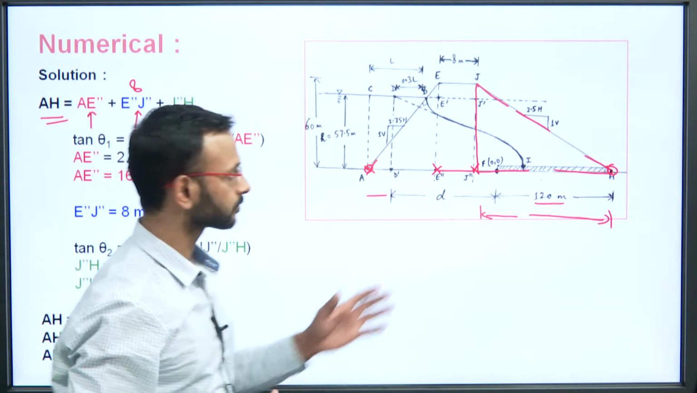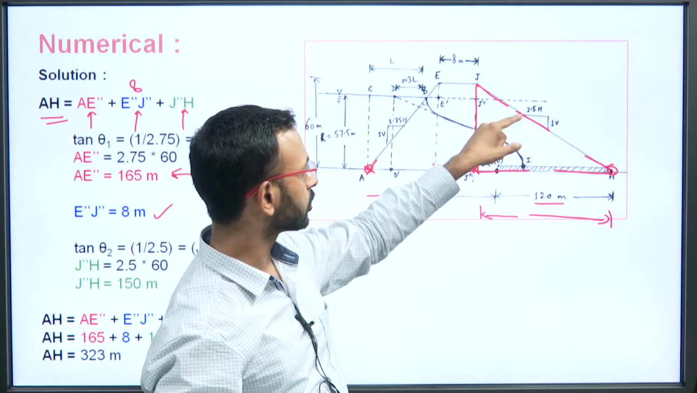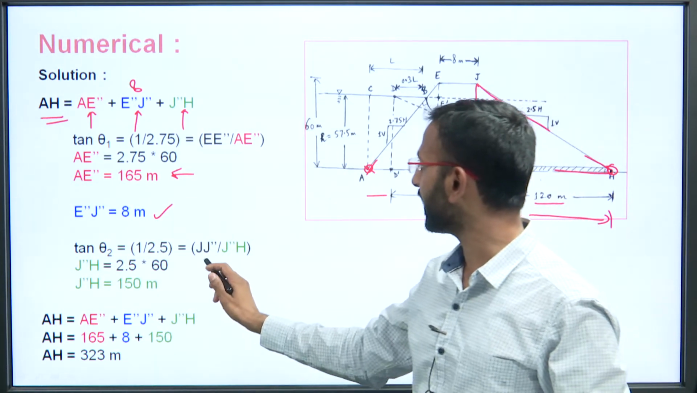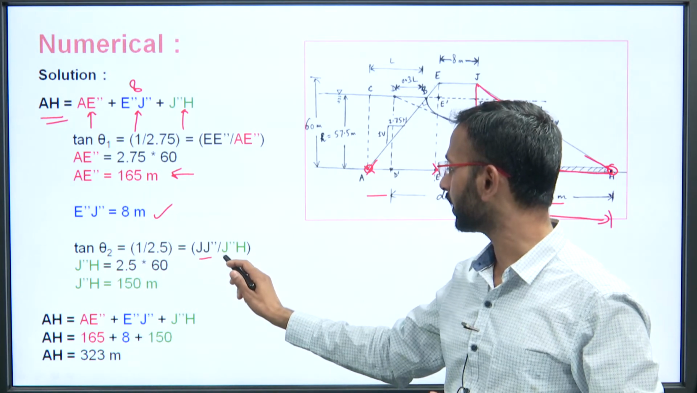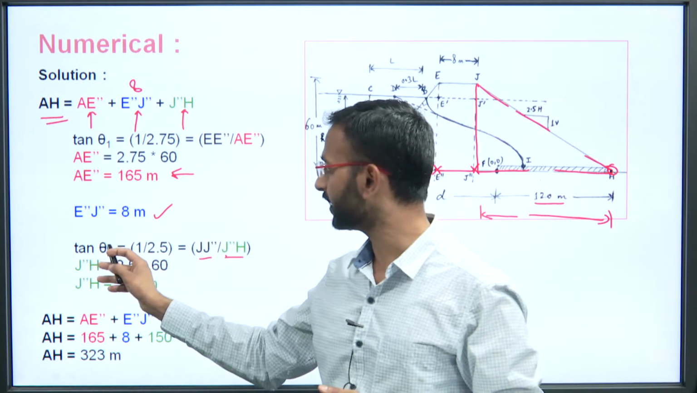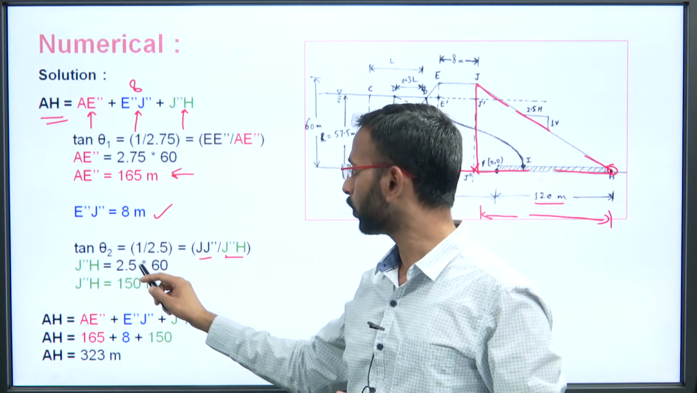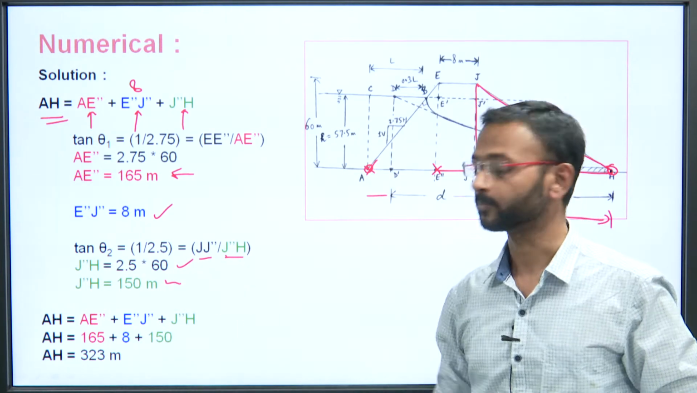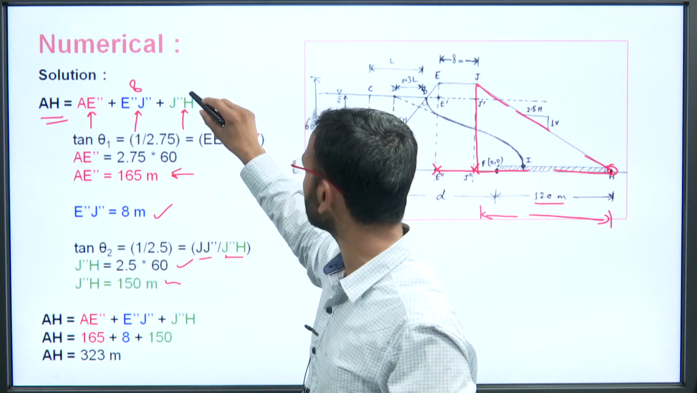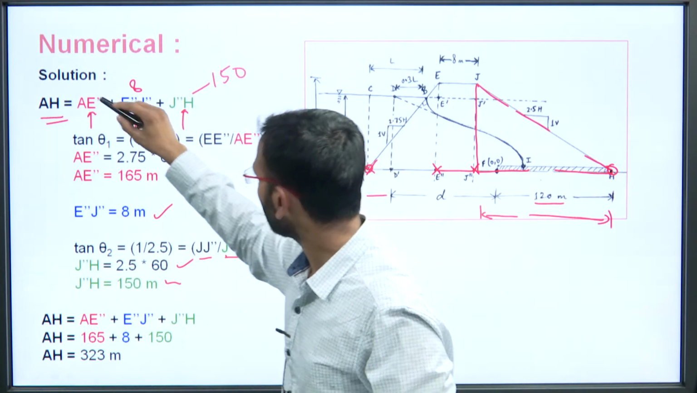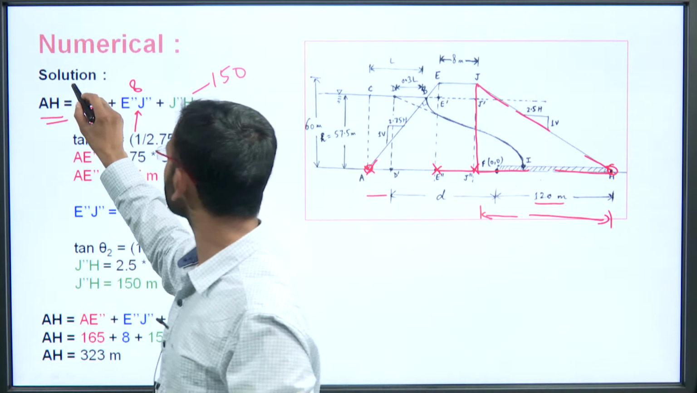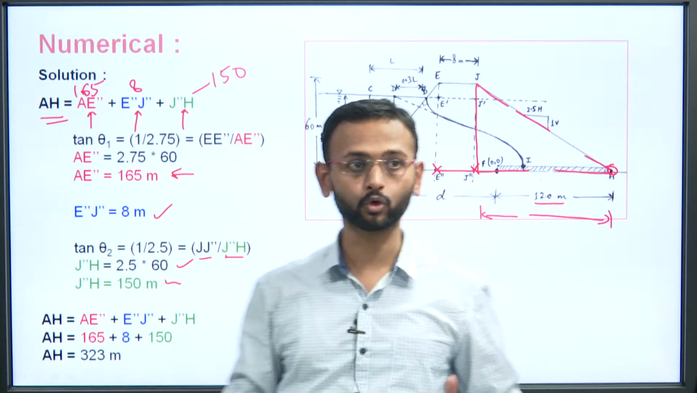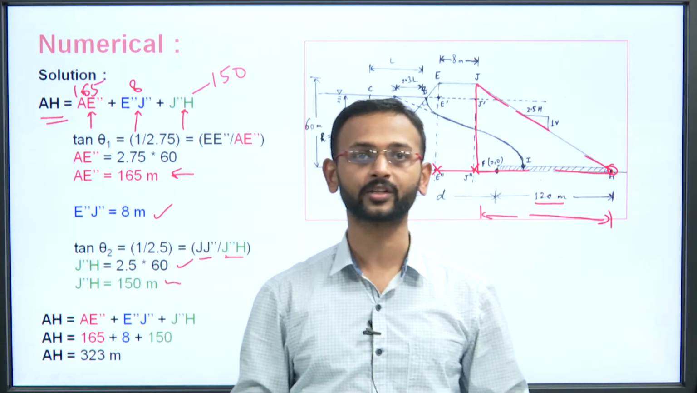So, see here, we will again apply the tan theta formula, because we know 1 upon 2.5 is tan theta, that is one value given to us, and by the figure we can say that J double dash upon J double dash H is nothing but tan theta 2. So, it comes out to be 2.5 into 60. So, J double dash comes out to be 150 meters. Now, when we have got these 3 terms, this comes out to be 150, AE double dash comes out to be 165. So, you get what? Total this AH length. So, you get the total length of AH, that comes out to be 323 meters.